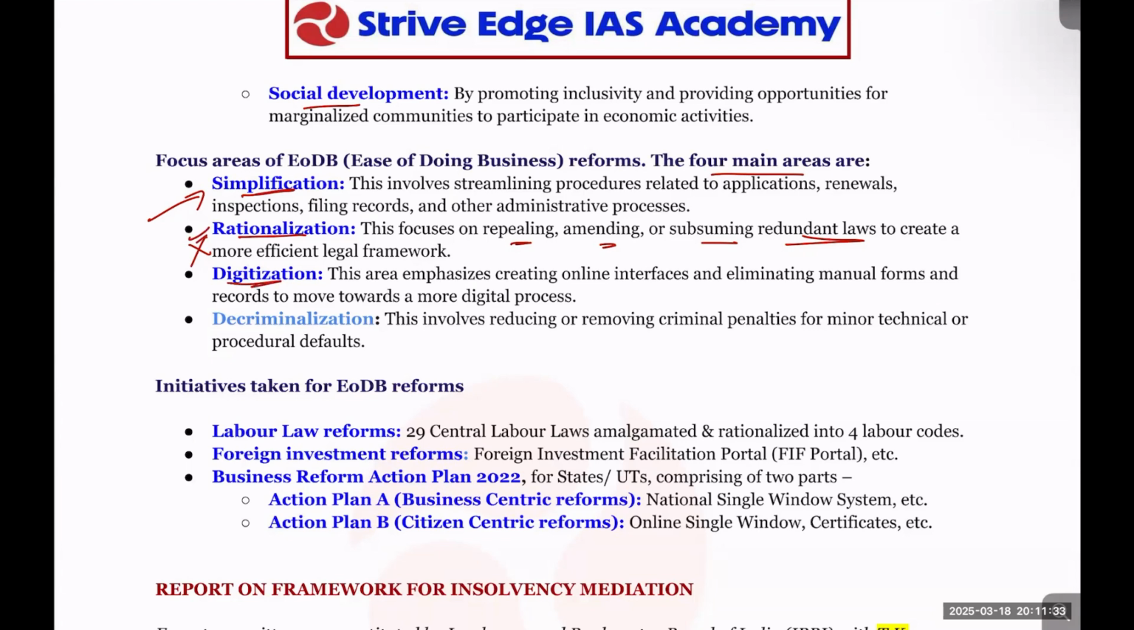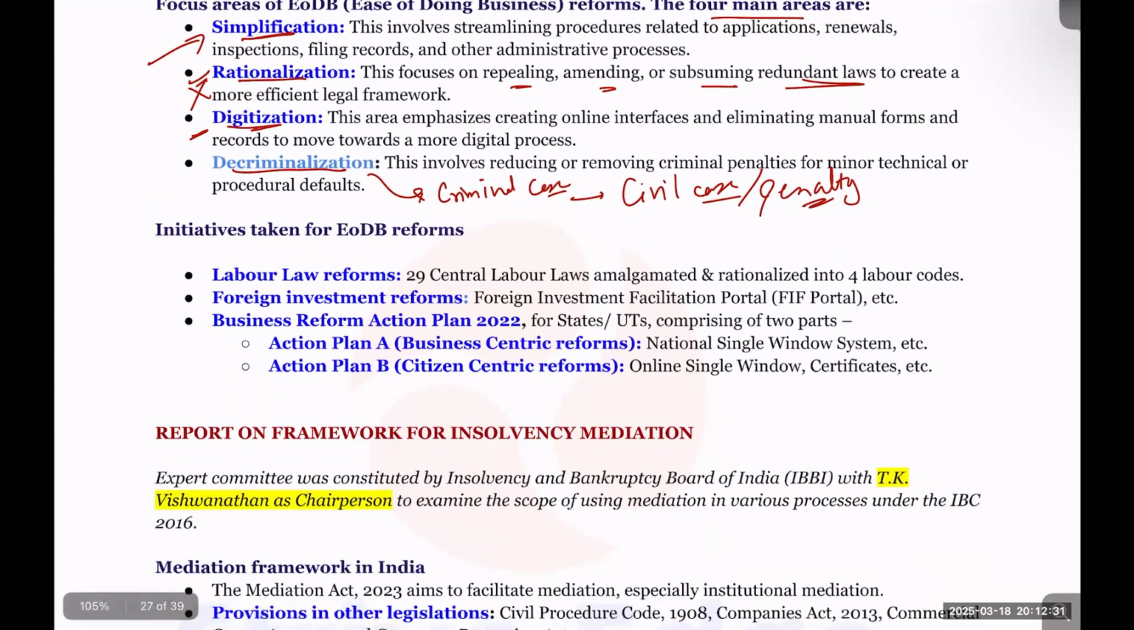Digitalization is the incorporation of everything on the digital medium, so digitalization also promotes the ease of doing business. Decriminalization is where, if a company or a corporate house violates some of the laws, they are not criminalized for it. Instead of taking a criminal case against them, a civil case is filed, or a high penalty can be imposed. If they have to pay the penalty, they will not go for the offenses that they may commit. That is why decriminalization will be ensured. These are some of the steps that have been taken to increase the ease of doing business in India.